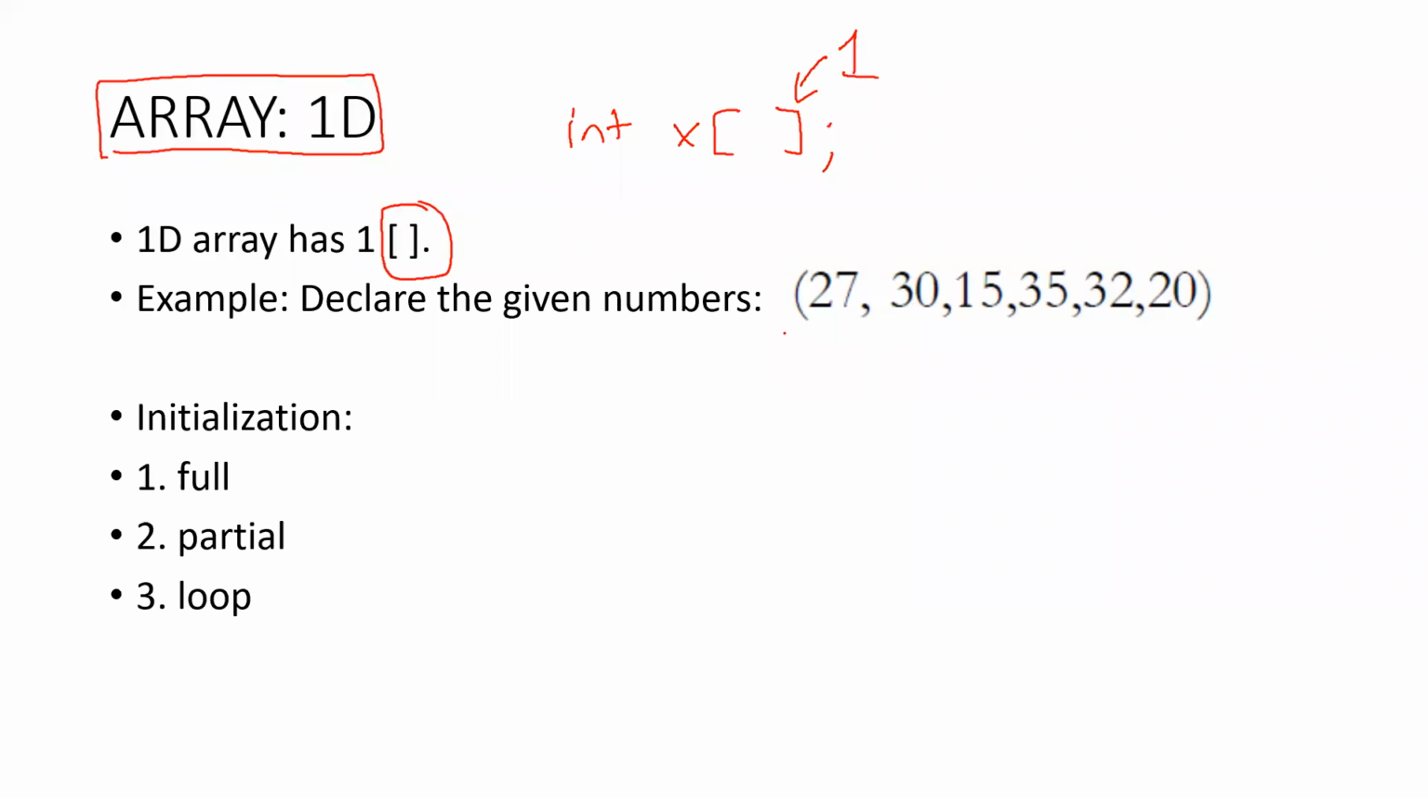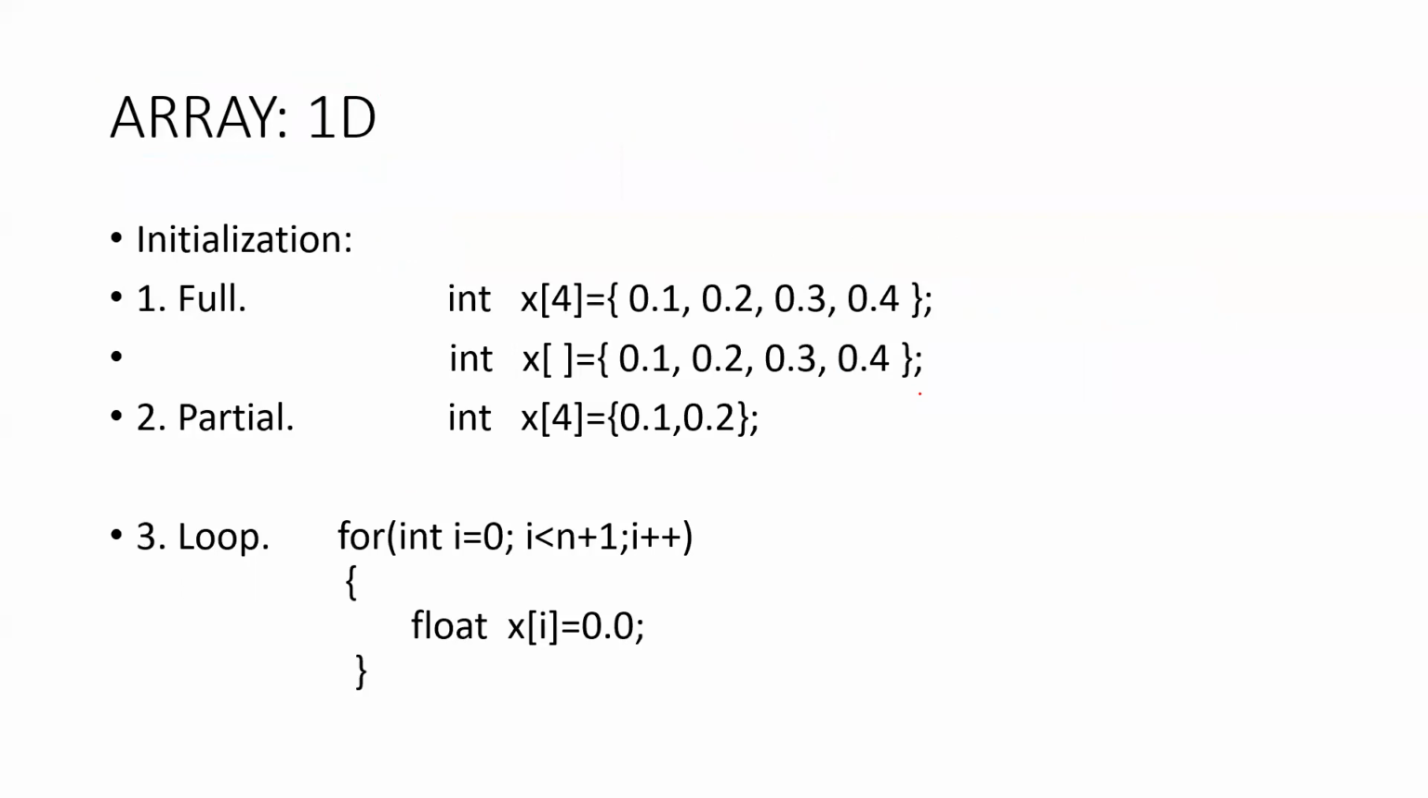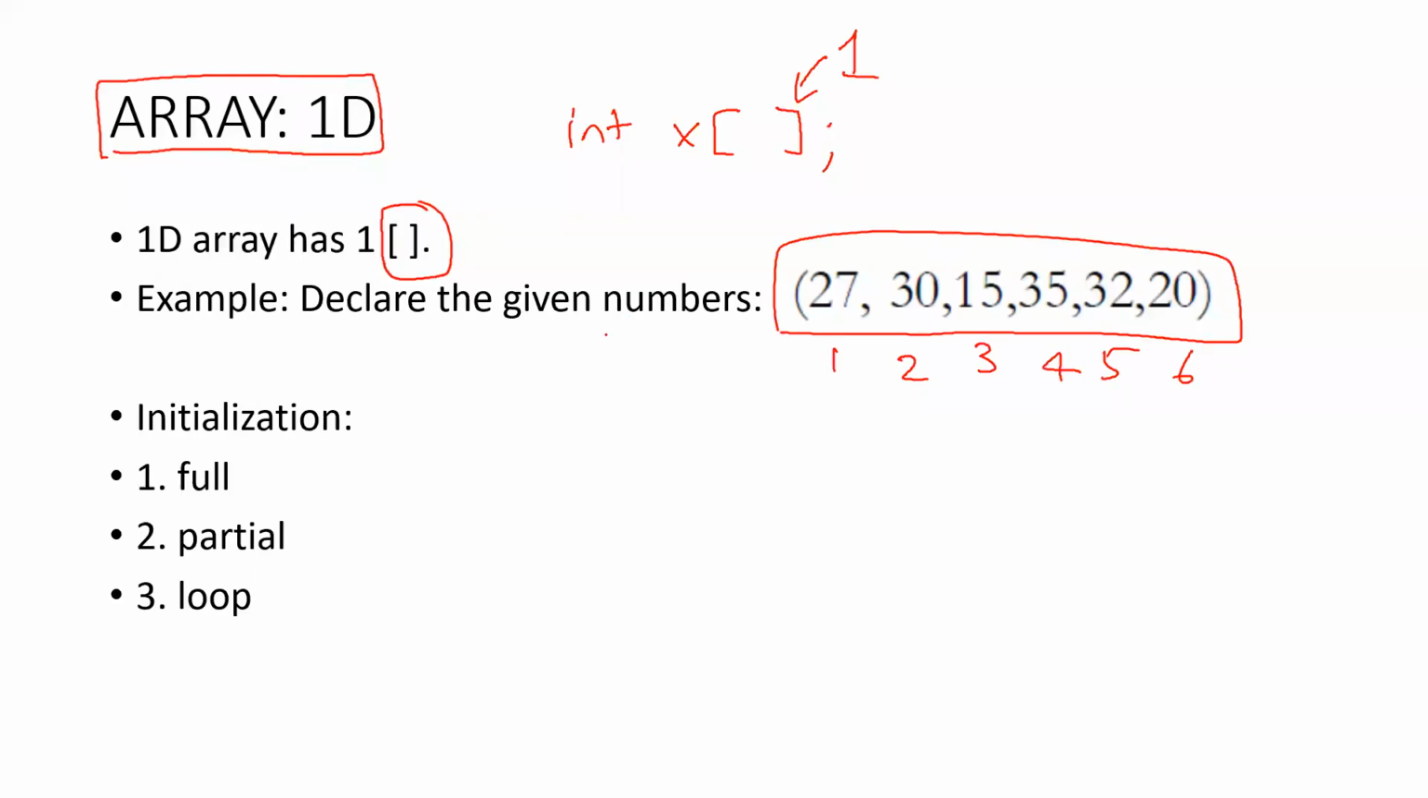So ingat, this is the declare how many elements? 1, 2, 3, 4, 5, 6. Okay, 6 elements. Dalam kes ni, kalau saya nak declare this given numbers, so I can say integer x. How many elements? 6. Okay, sama dengan apa dia? Sama dengan 1, 2, 3, 4. Silap lah. Bukan nombor tu.